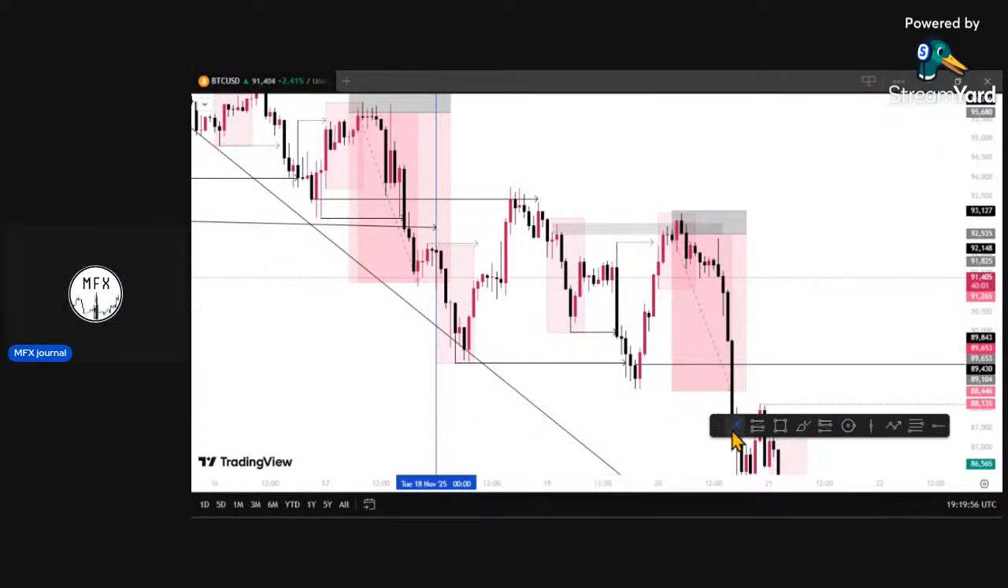What next? I wait for a change of character. Now, what can we see? Price came and broke this low. This is a market structure shift. MSS. This is a market structure shift.